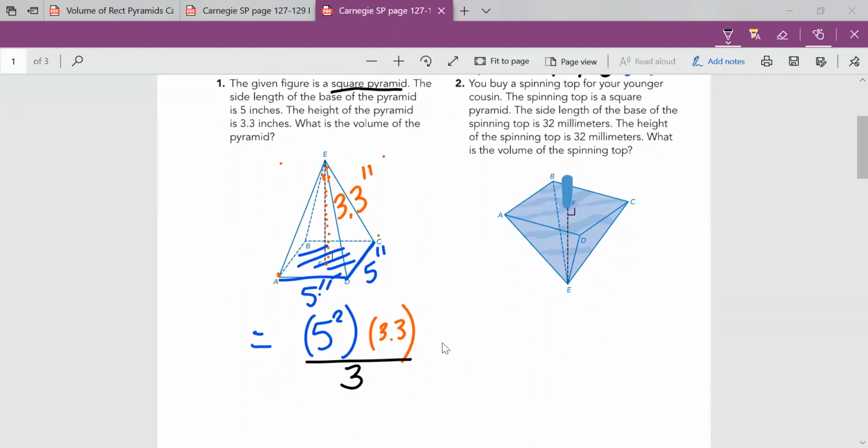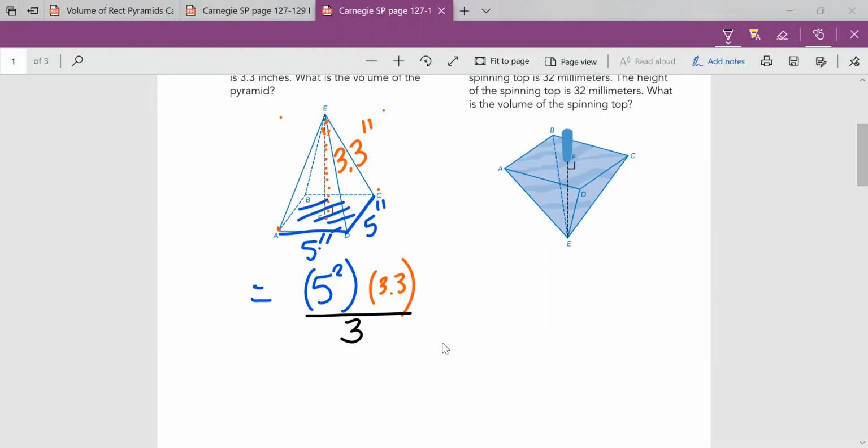You can use your calculator, of course. So we have 5 squared, which is, of course, 25 for the area of the base. And then you're going to multiply that by the height, which is 3.3. And it's always good to write out each and every step when showing your work so you don't forget any steps and it's clear. And then, after you multiply those, you will divide by 3.